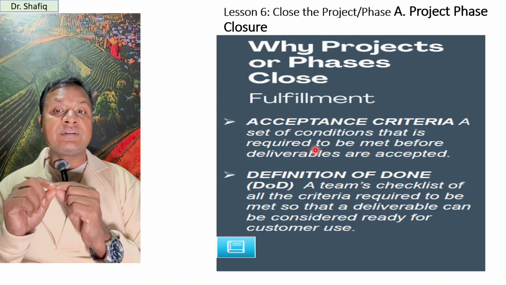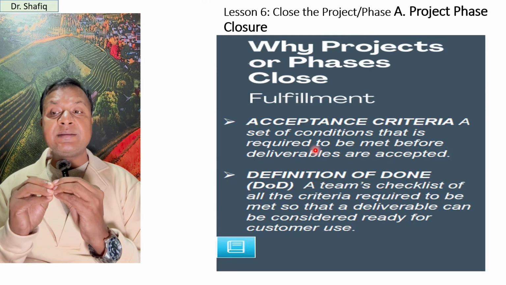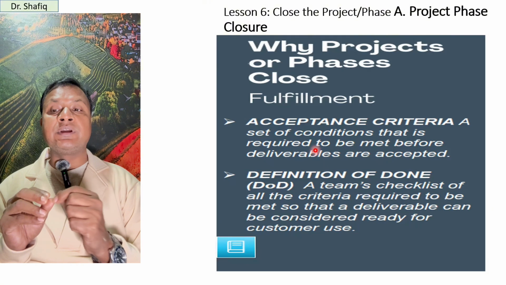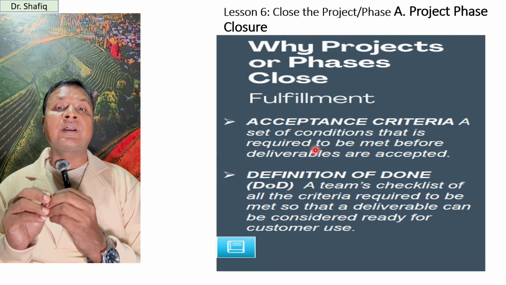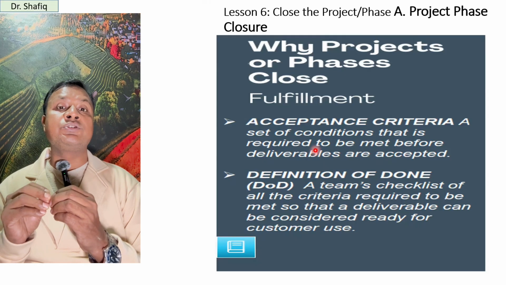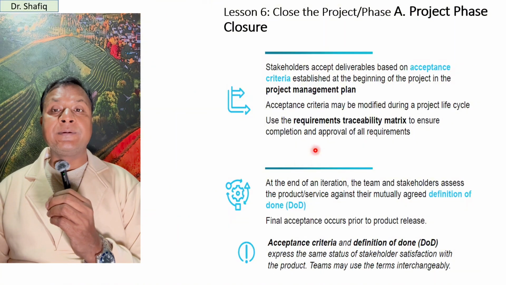And another topic is definition of done, DoD, a team's checklist of all the criteria required to be met so that deliverables can be considered ready for customer use. So in the Agile approach, we say definition of done, DoD.